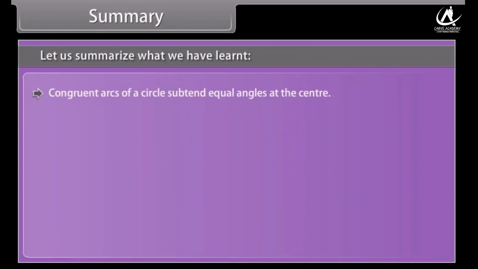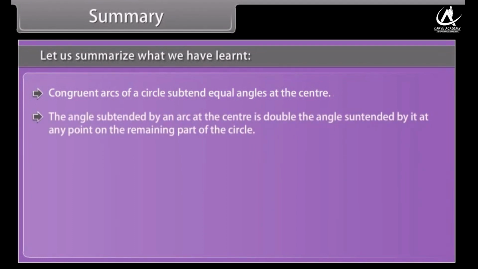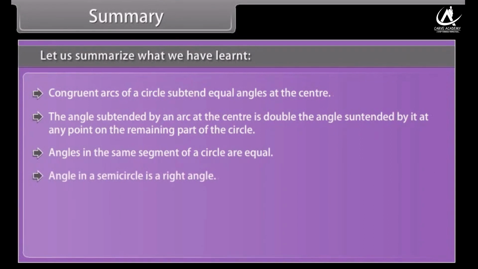Congruent arcs of a circle subtend equal angles at the center. The angle subtended by an arc at the center is double the angle subtended by it at any point on the remaining part of the circle. Angles in the same segment of a circle are equal. Angle in a semicircle is a right angle.